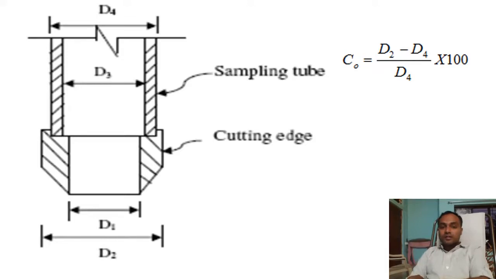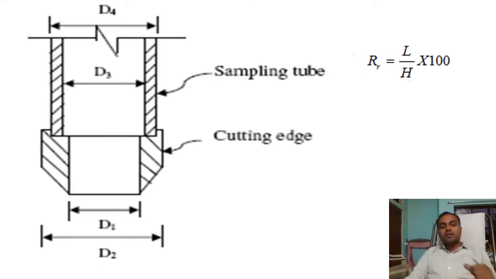But if the sampler is made of steel, it might be somewhat corrosive in nature, so some friction will be there. That is why we need to maintain outside clearance. The formula is (D2 minus D4) divided by D4, into 100, and to get an undisturbed soil sample it normally lies between 0 and 2%. In all cases, the outside clearance should not be more than the inside clearance. And we have a fourth parameter called the recovery ratio.